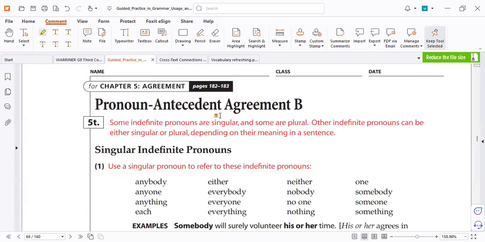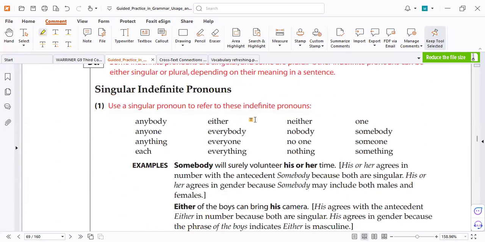Now here for pronoun antecedent agreement, of course. For example, why did we say "his or her"? Because it's singular. And why "his or her" again? Because we don't know whether it is male or female. Do you imagine?